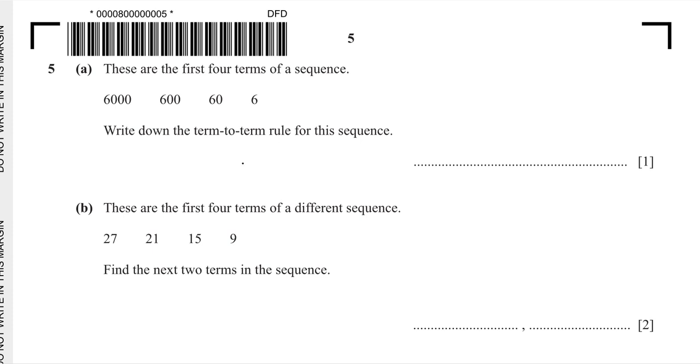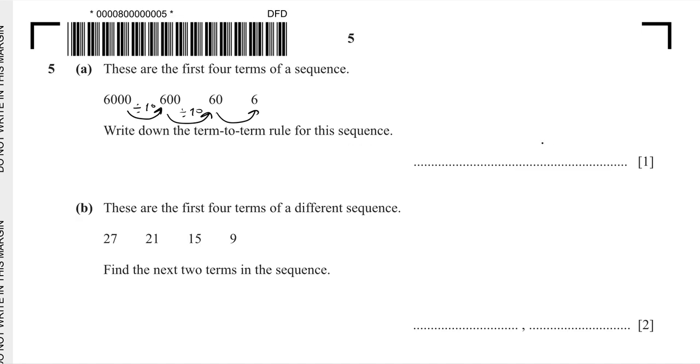Next we have question number 5. These are the first 4 terms of a sequence. Write down the term rule for the sequence. So first, let's see what's happening. What is the common ratio between the terms? If you will see, we have 6,000 and the second term is going to be 600. So what's happening is we are just dividing the first term by 10 to get the second term, and the same thing is happening over and over again.